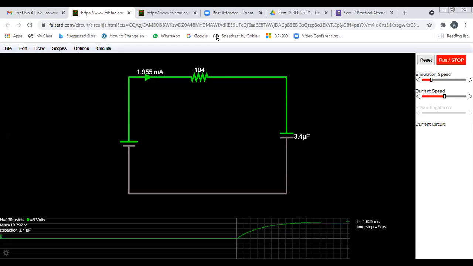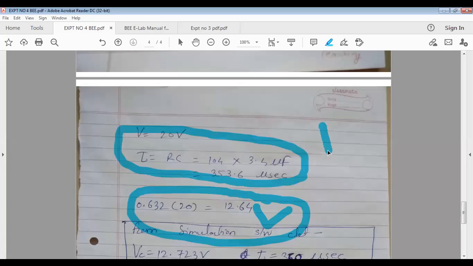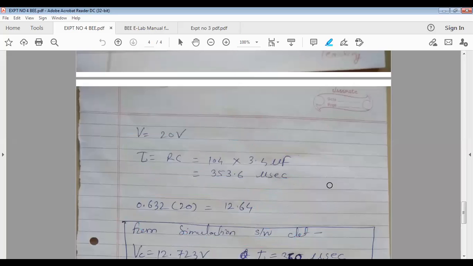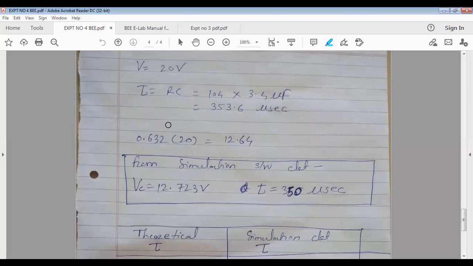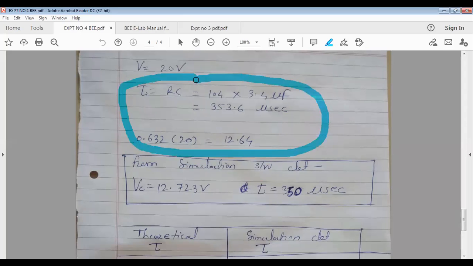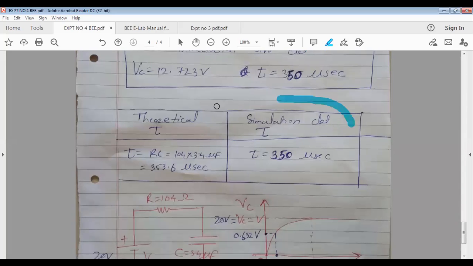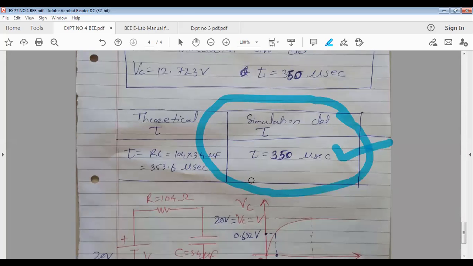Okay. So any difficulty with this experiment? No, ma'am. So I will ask you all these values in a Google form: for this DC circuit, the theoretical tau, and at that tau, what is the voltage across capacitor? Means these two values you have to enter there. And then from simulation, what value of tau and what value of VC you are getting.